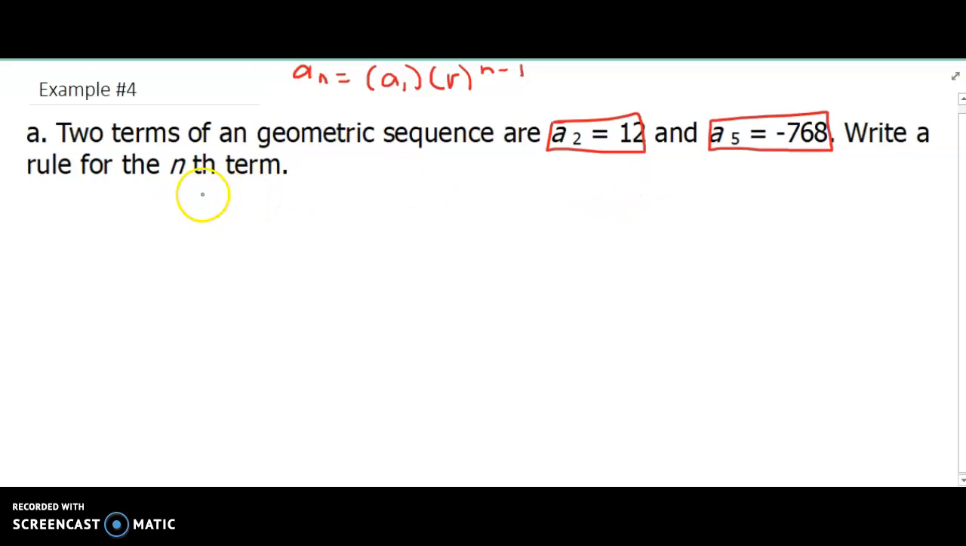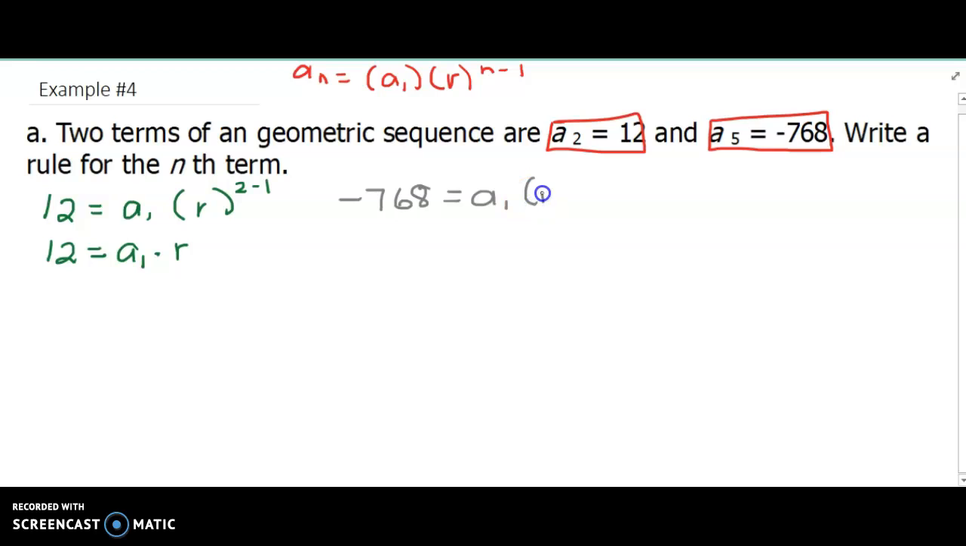So I'm first going to take my a sub 2 equals 12, so I could write that as 12 equals a sub 1 times r to the 2 minus 1 power, which works out nicely because this is just r to the first, or just r. Now if I take this one, I could say negative 768 is going to equal a sub 1 times r to the 5 minus 1 power, or just negative 768 equals a1 r to the 4th.